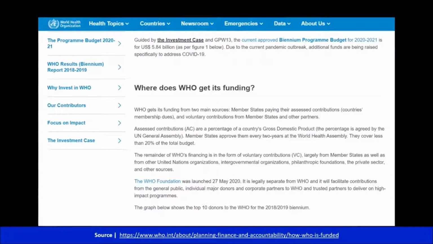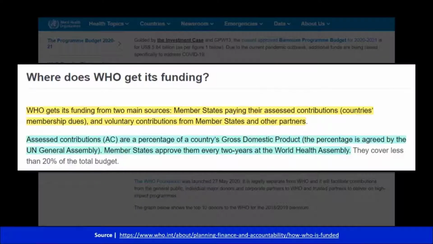Where does the WHO get its funding? WHO gets its funding from two main sources: member states paying their assessed contributions, that's country membership dues, and voluntary contributions from member states and other partners. Okay, so if you are a member state of the United Nations, you have to pay money based on your GDP, which we see in the next line. It says assessed contributions, AC, are a percentage of the country's gross domestic product, the percentage which is agreed by the UN General Assembly. Member states approve them every 2 years at the World Health Assembly.